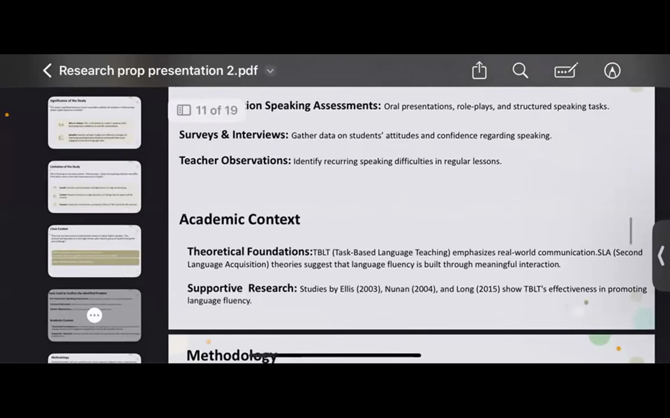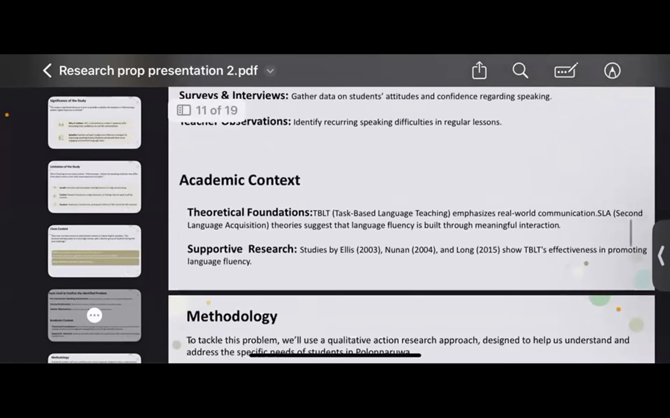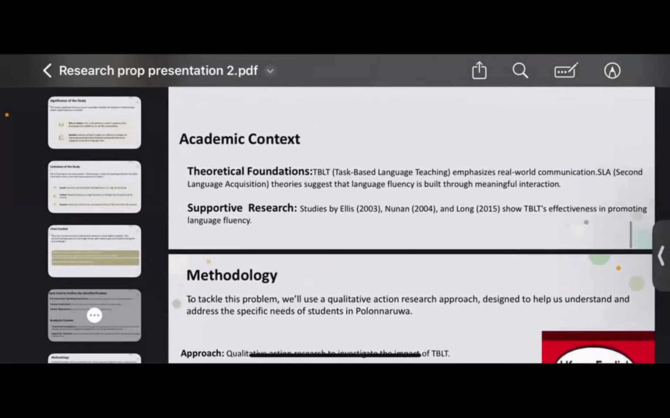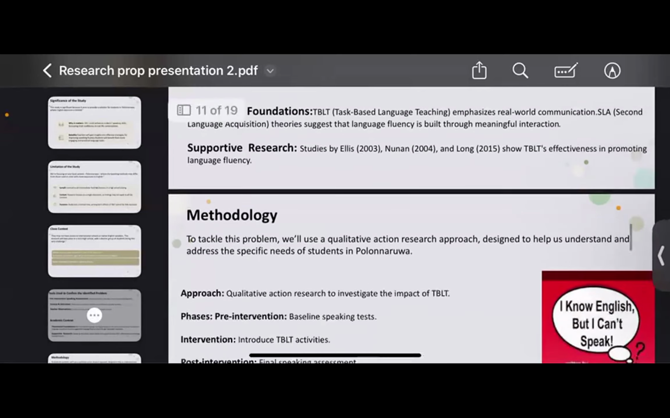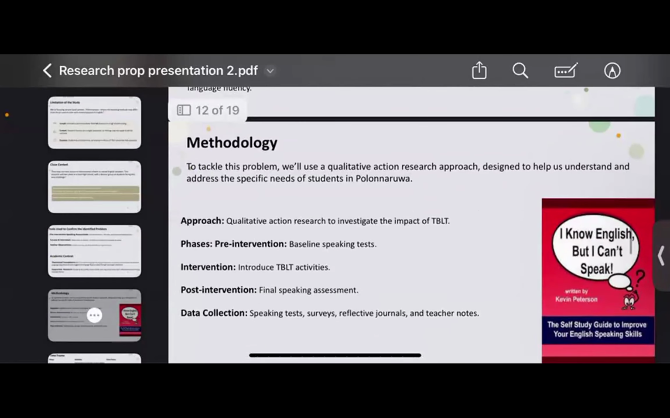So, this is the academic context and theoretical foundations. The research field here is second language acquisition, or SLA, and task-based language teaching has shown that students can improve speaking fluency through real-life meaningful tasks. These studies will guide our approach. I mentioned supportive researchers here, and the next one is methodology.